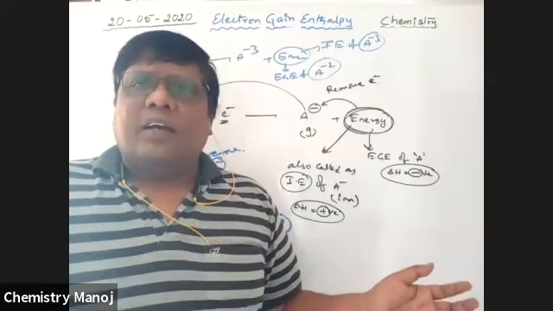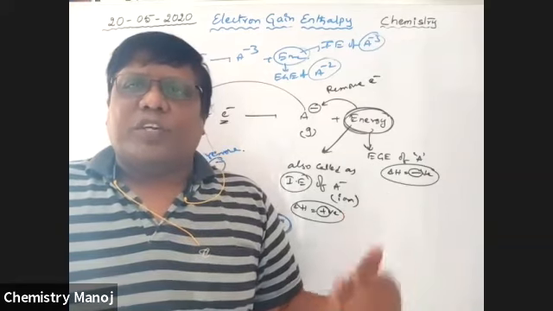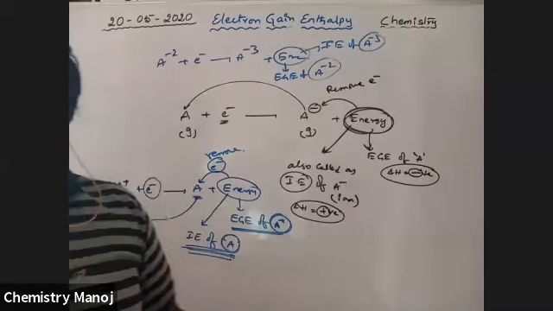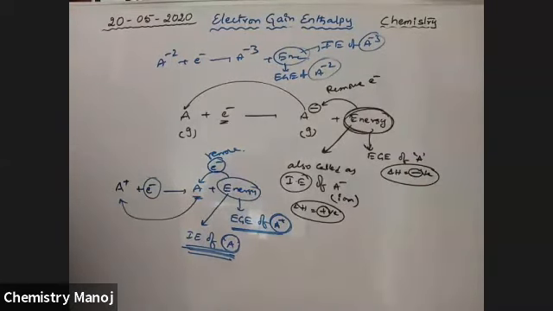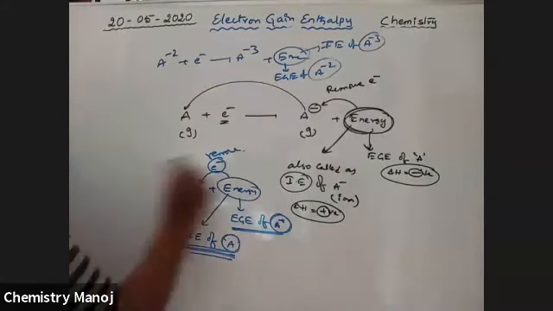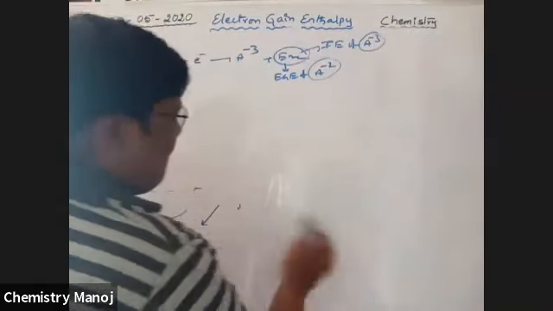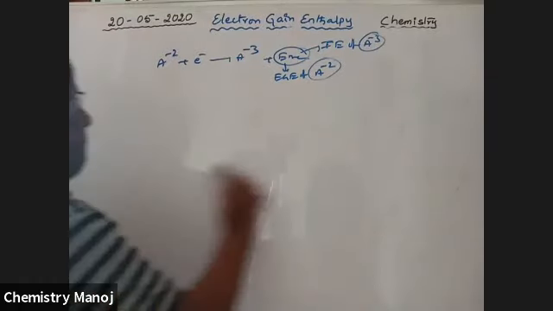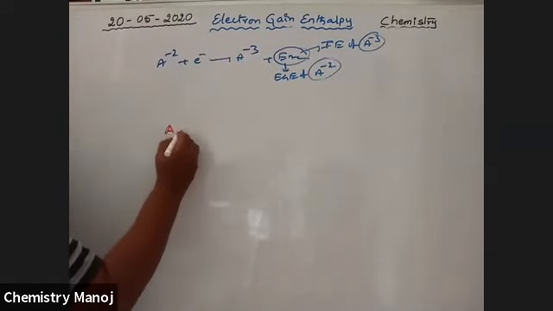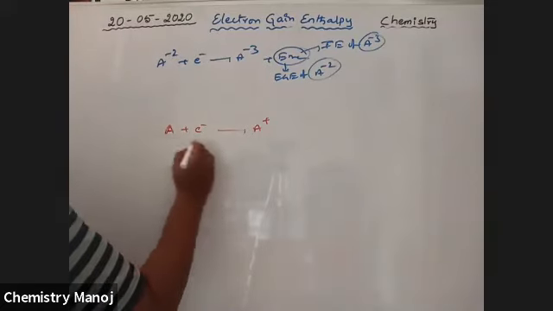Now, the ionization energy of A is equal to how much? Is that the electron affinity of A, or the electron affinity of A minus, or something else? Ionization energy of A is equal to what? So now I am going to explain the ionization energy of A. There is A, and one electron is removed, converting it into an A plus ion.